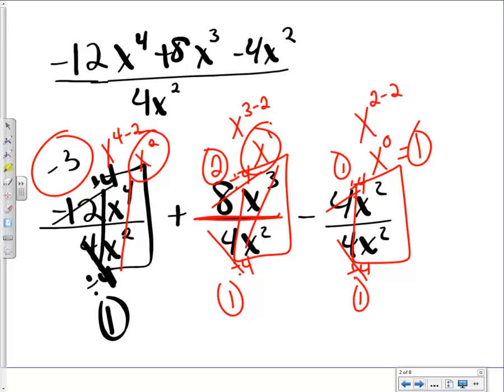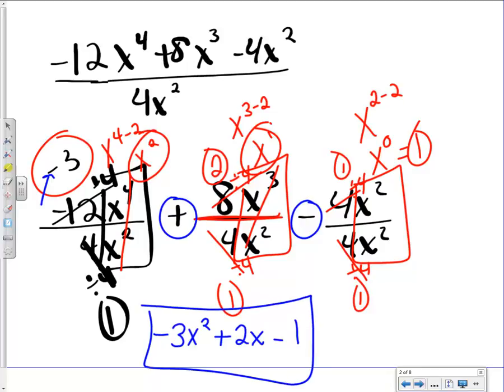So what did I end up with completely here? I have negative 3x squared plus 2x minus 1. Where did I get the add and subtract from? Well, the negative is here, that add is here, and the subtract is here. I brought them with them. Remember, whatever's in front of it goes with it. That's still the case. And so this is my final answer. X squared, x, and a number. They're in descending order, so this is it.